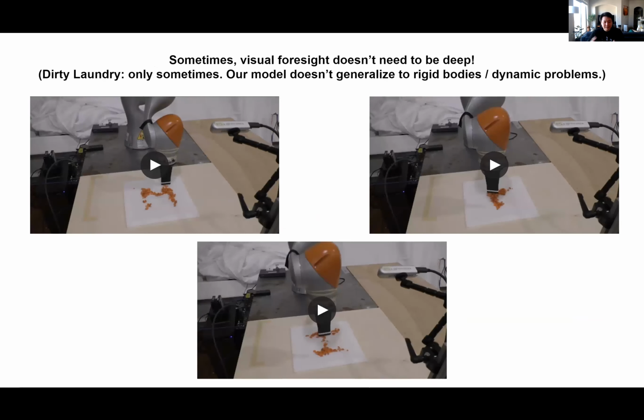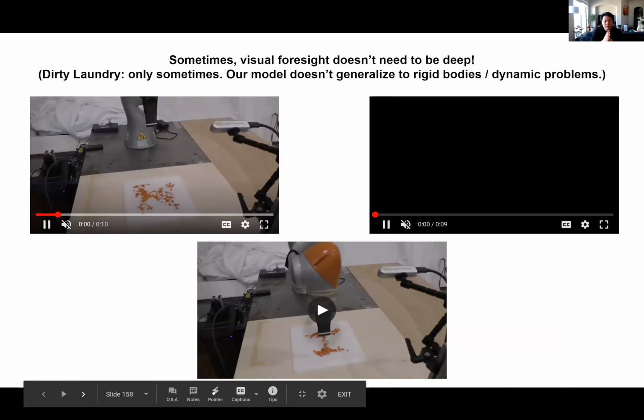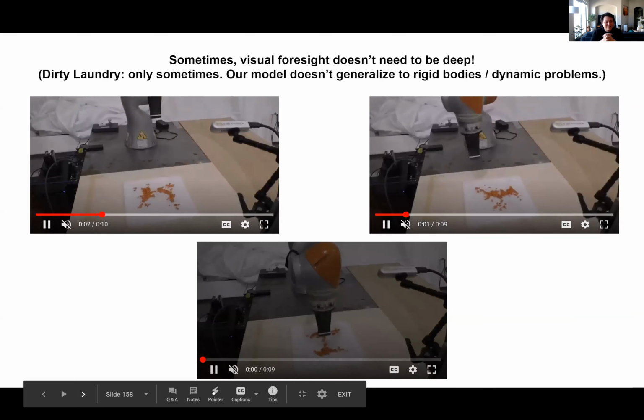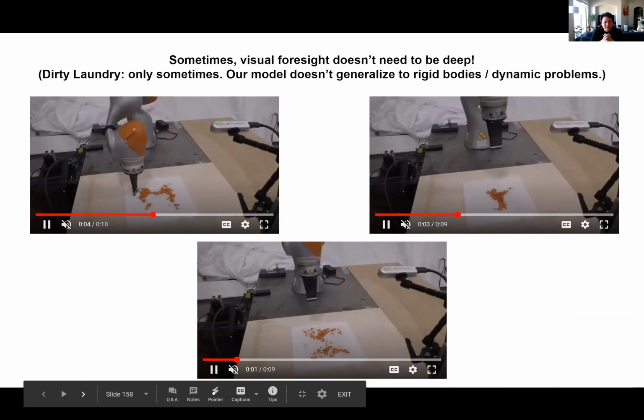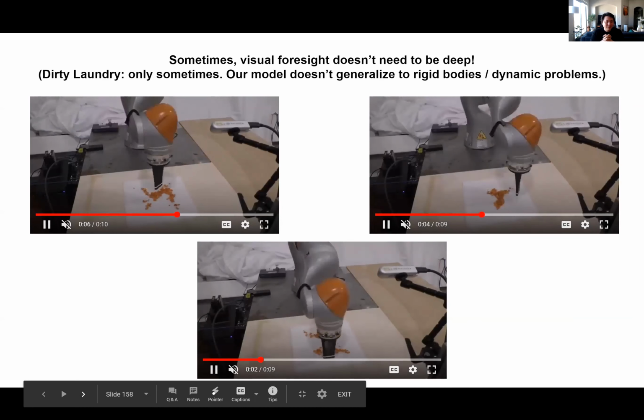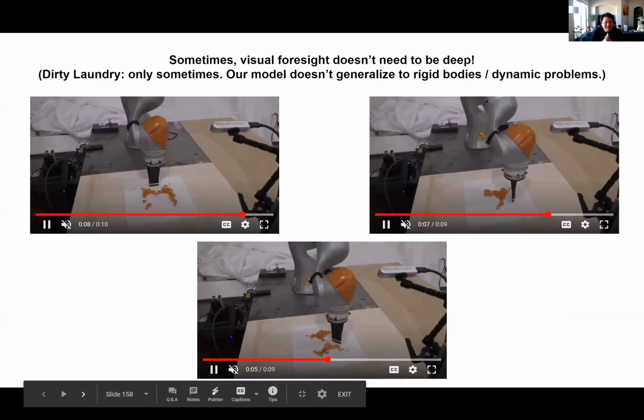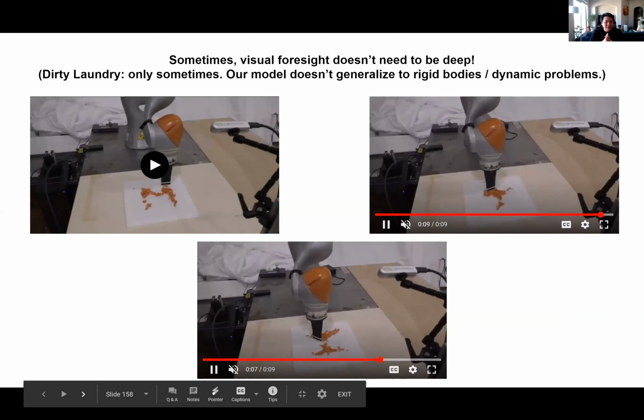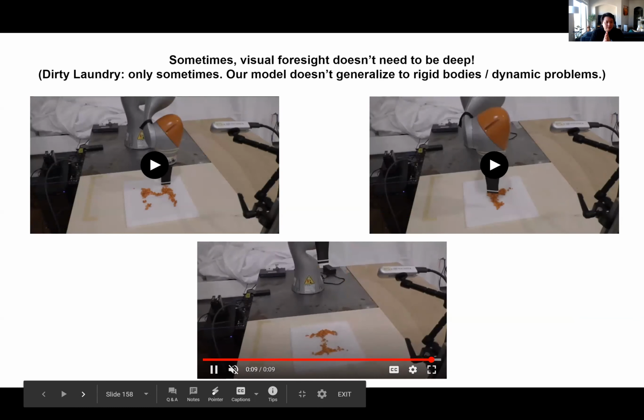So the key lesson here is that when we model evolution of images and visual foresight, we're too keen to go over to deep models too fast. It's just a video of spelling MIT. It's a fun video. But the dirty laundry we found later on is that this model only sometimes works. This linear model doesn't generalize to rigid objects or more dynamic problems that are not quasi-static. All right, that's it.